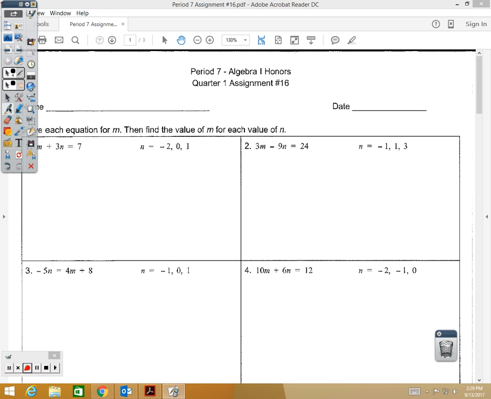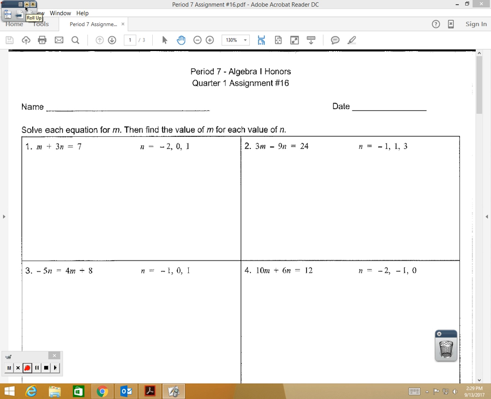So these notes were titled literal equations, and we said, what is a literal equation? It's an equation that has two or more different variables. A literal equation is an equation that has two or more different variables.